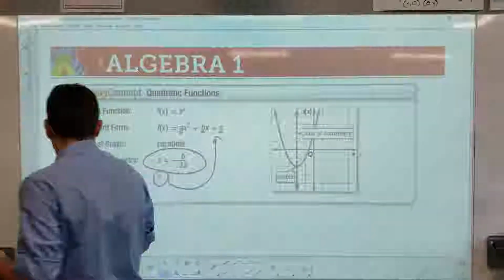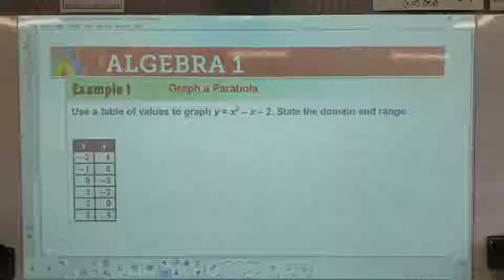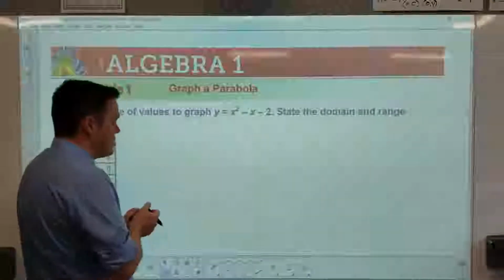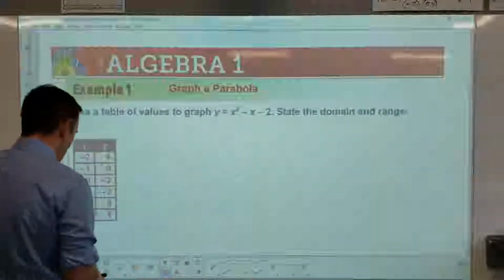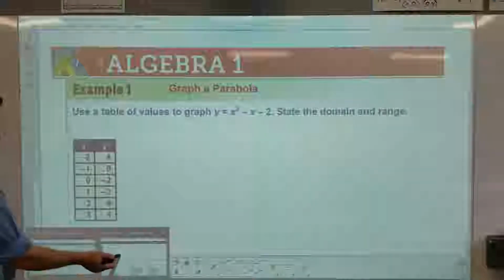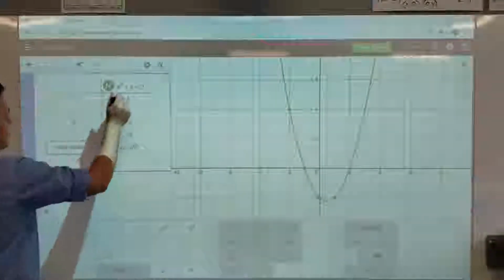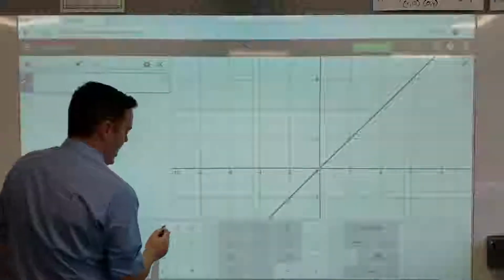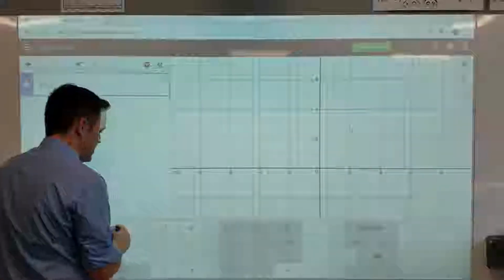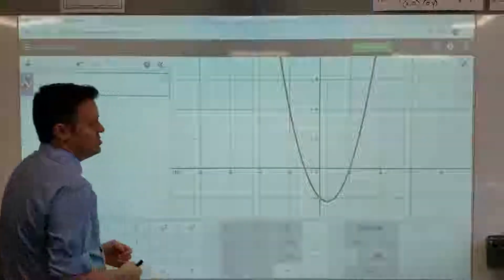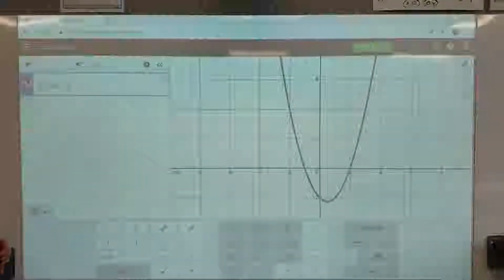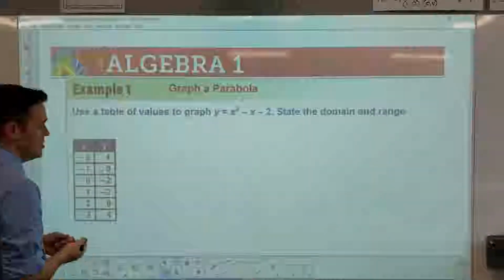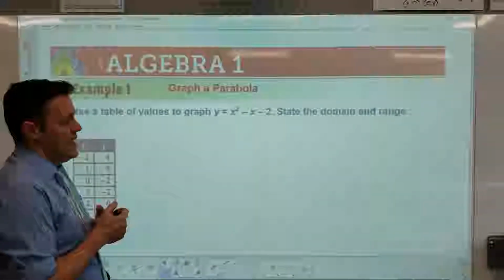So just remember that. Use the table of values to graph this. I don't really want you to use the table of values to graph this. I just want you to graph it. If you go into Desmos here, your setup would be x squared minus x minus 2. When you set these up, what are you looking for? According to the notes, you're going to state the domain and range.